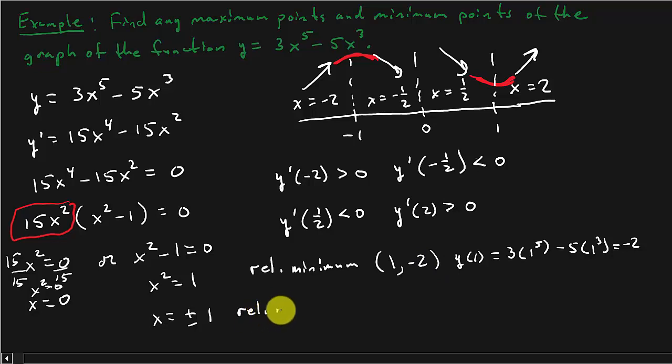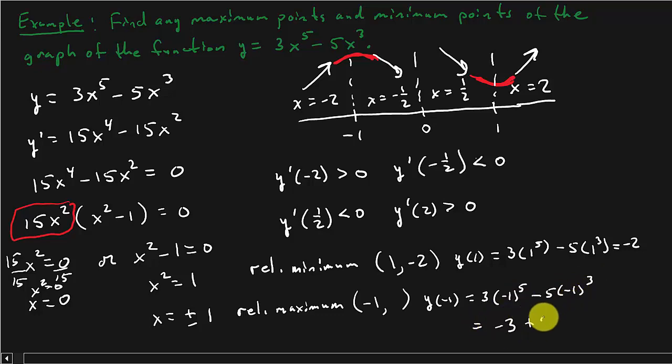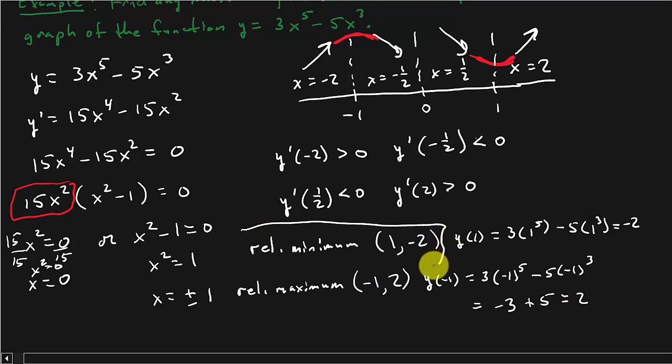And then I have a relative maximum at x = -1. And so for y of -1, I need my y coordinate. So that's going to be 3 times -1 to the 5th minus 5 times -1 cubed. So that's -3 plus 5, which is 2. So here are my relative maximum and minimum points.